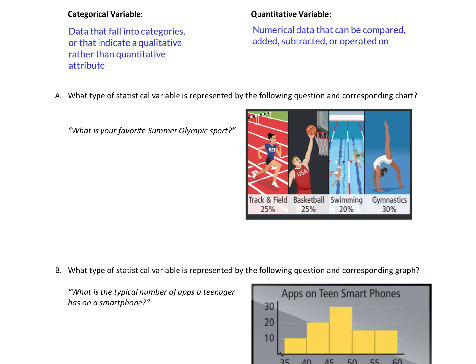Because the answers will be different sports, those are categories. So this is a categorical variable. What we would say is favorite Olympic sport, that was the data that was collected, is a categorical variable.